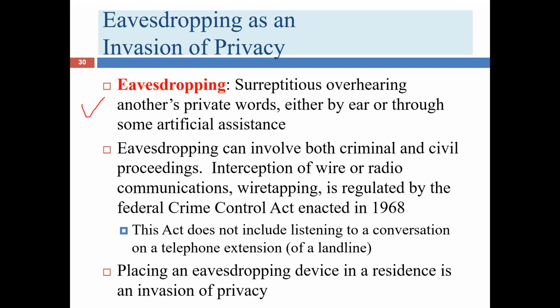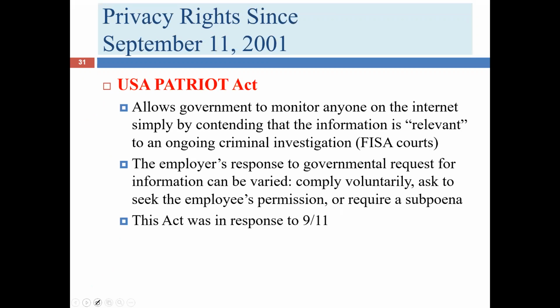Nowadays, we use it to cover many situations that are not physically someone being on the other side of a wall and listening in. It is a surreptitious or secret overhearing of another's private words, either by ear or through some artificial assistance, such as a wiretap of some type. Eavesdropping can create civil liability, usually tort liability, or criminal liability. For example, placing an eavesdropping device in a residence is an invasion of privacy. That is a tort claim, and we'll talk more about that in a little bit.